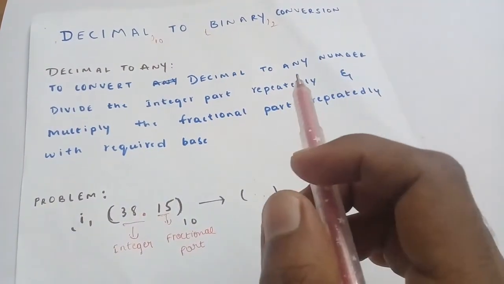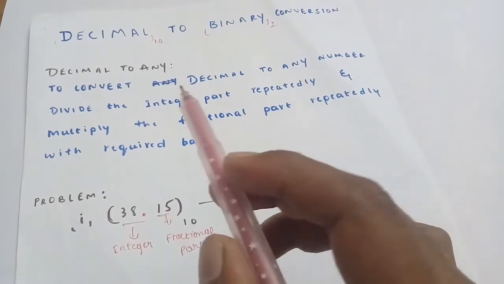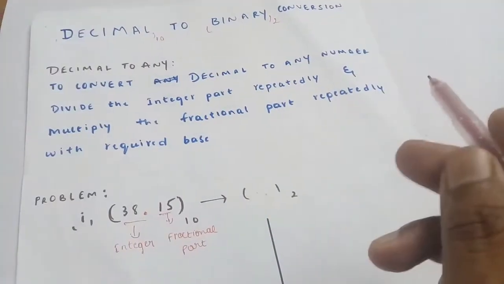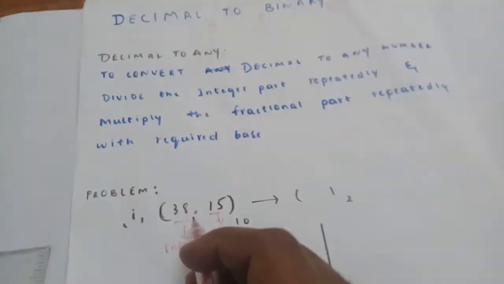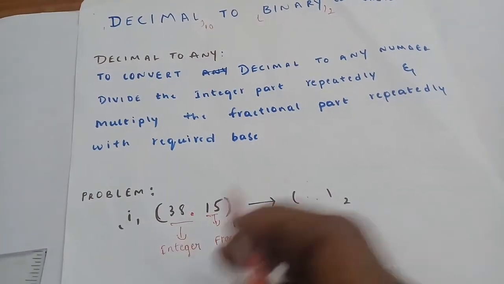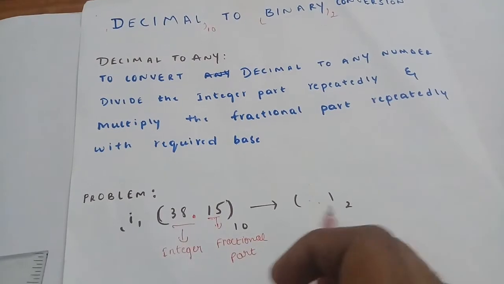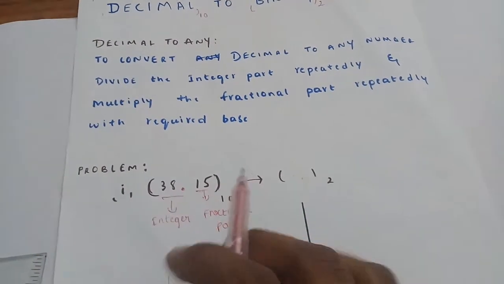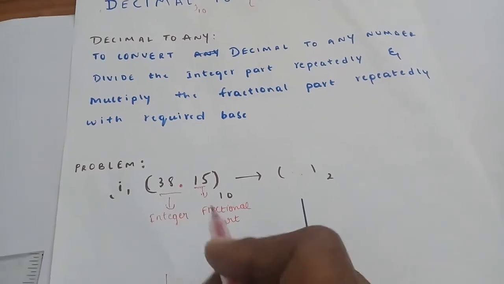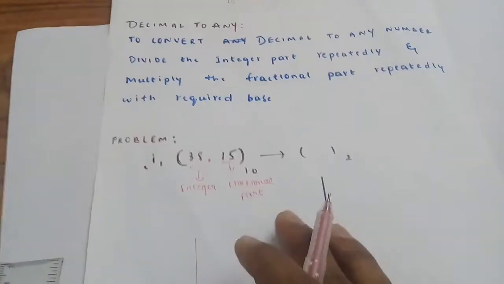In the definition given, we have to divide the integer part repeatedly and multiply the fraction part repeatedly with the required base. Divide the integer part repeatedly with 2. Here the base is 2. We have to divide 38 repeatedly with 2. We will get the integer in binary format.